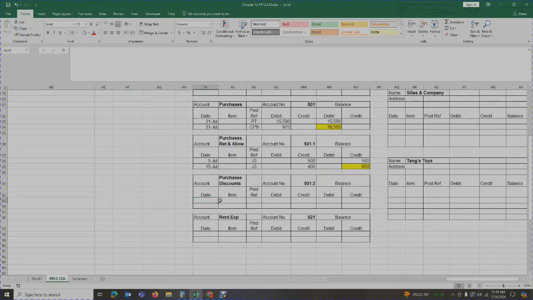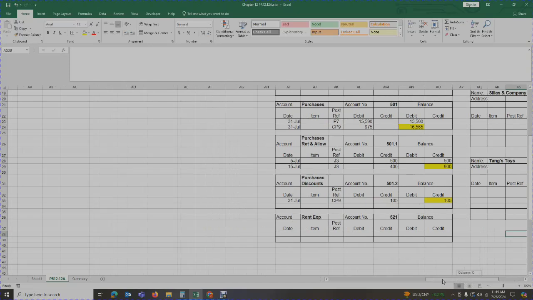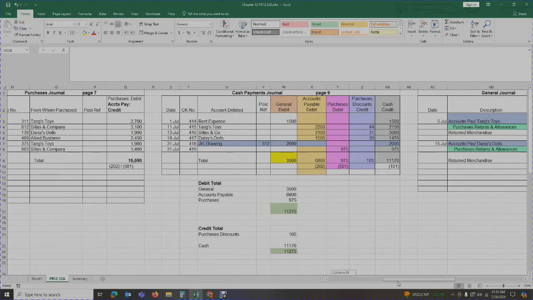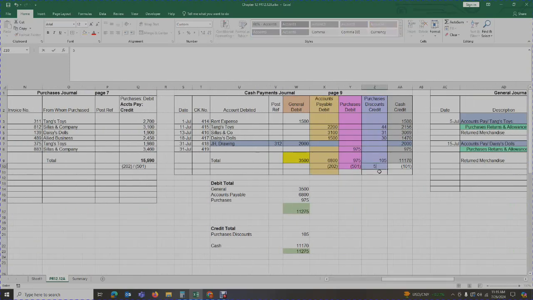So, purchase discounts, we post these at the end of the month. Cash Payment Journal number 9. We have a credit of 105. Okay, so my purchases discounts is account number 501.2. So I'm going to go back over to my Cash Payments Journal, and I posted this one on 501.2.